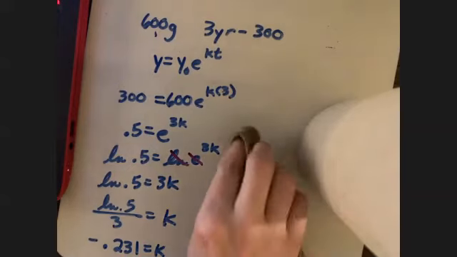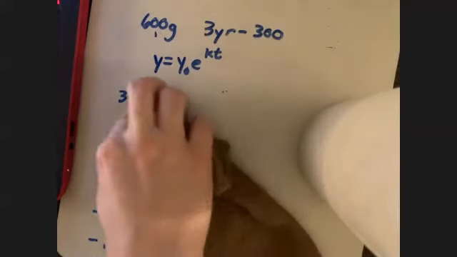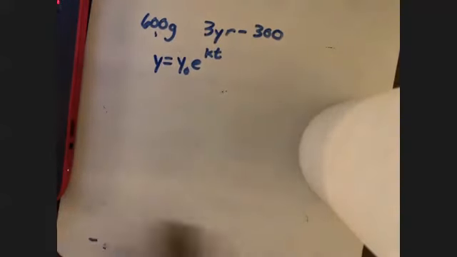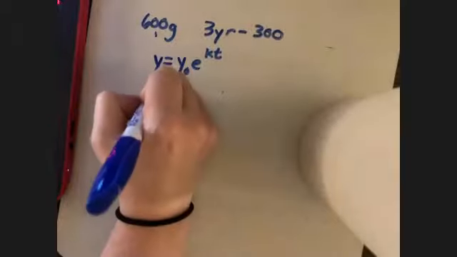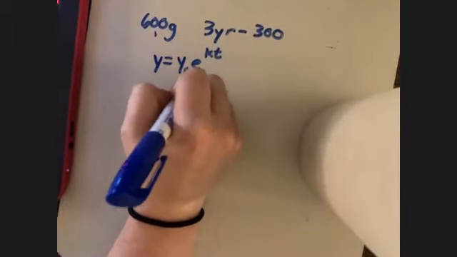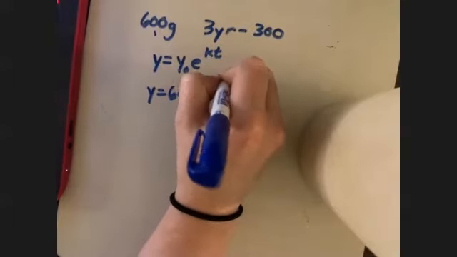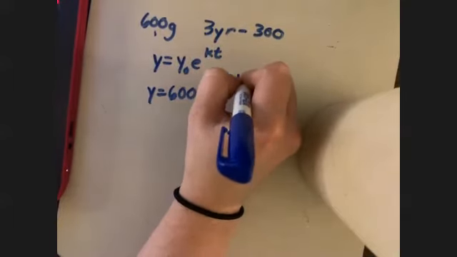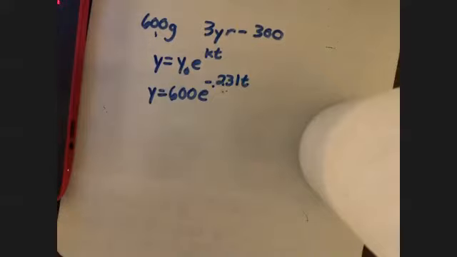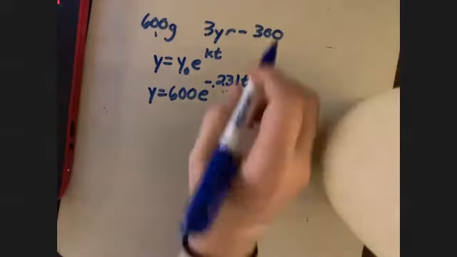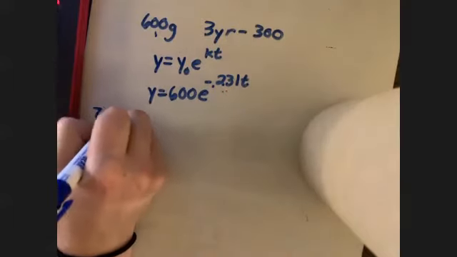Now they can then ask, so if I come back up, I'm going to rewrite my equation. Again, I'm starting with 600, e to the negative 0.231t. So there's now my equation. They ask how much will be present after, I don't know, we're going to pick something here, 7 years.